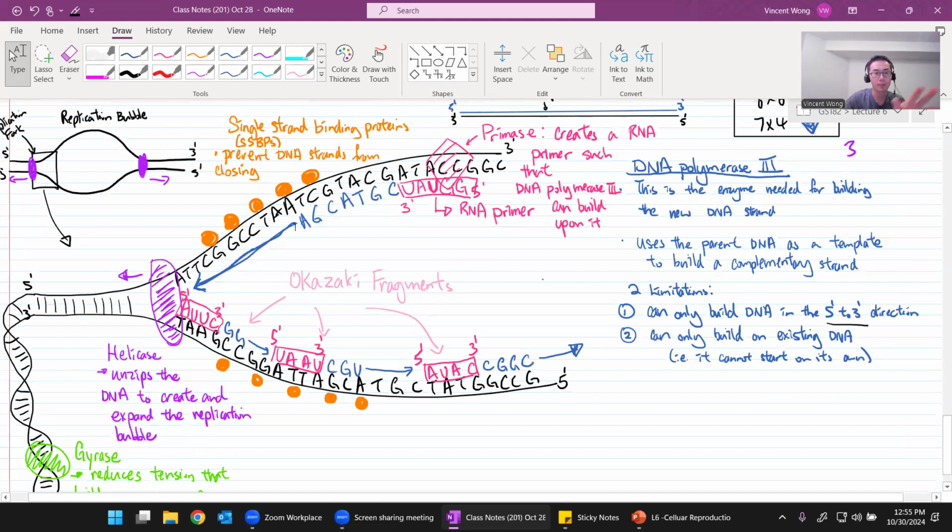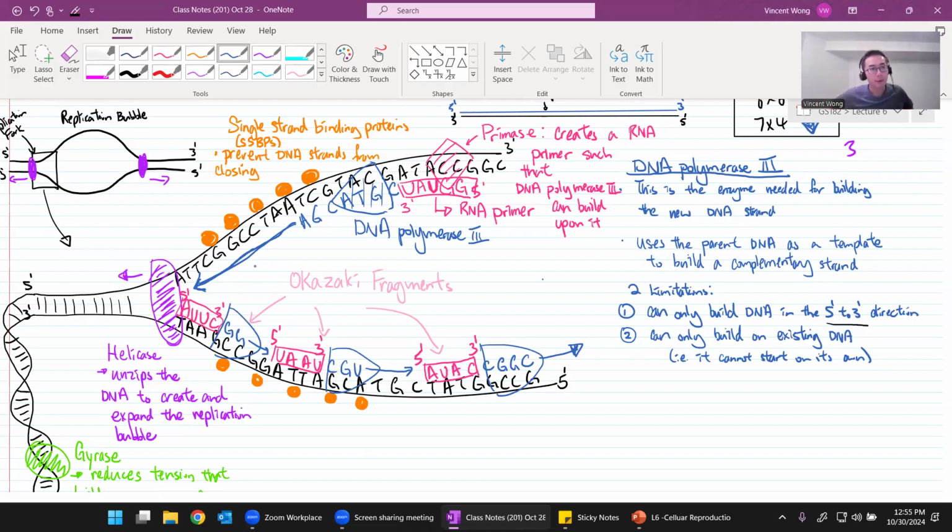This is a super busy diagram, but I'm just going to add one more thing to it. It's up to you if you want to add this or not. This is just another enzyme, the DNA polymerase 3. You would have polymerase 3 here, here, and here. It's basically going to continue building upon the RNA primer.